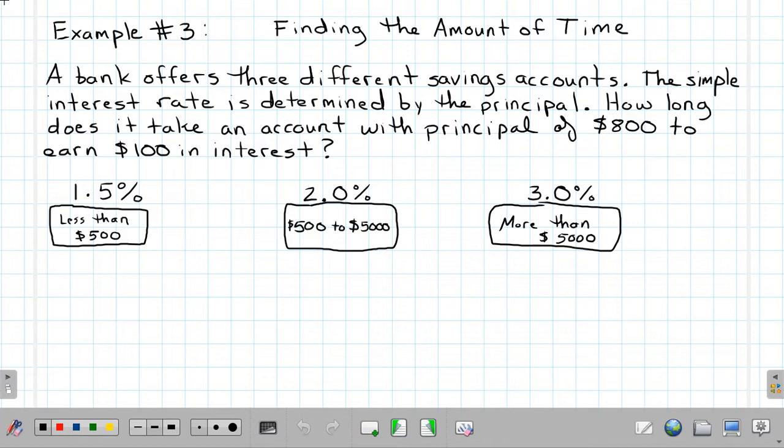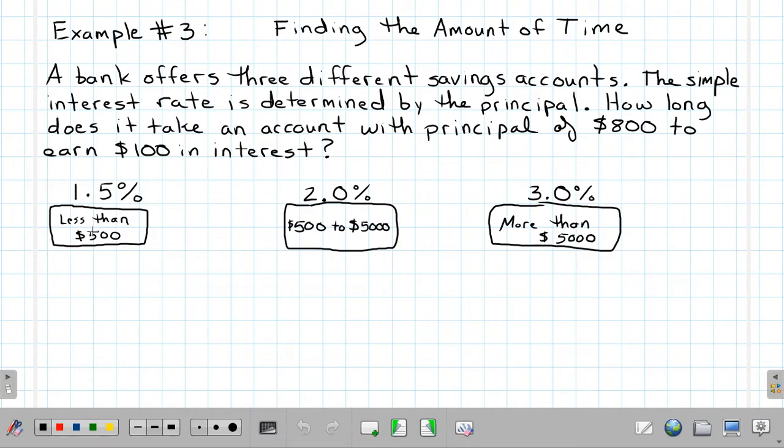This one's a little bit different in terms of they give you a little bit extra to do at the beginning. So let's actually read the question and understand what it's saying here. A bank offers 3 different savings accounts. That's what each one of these is representing. So here's a savings account, here's a savings account, here's a savings account. The simple interest rate is determined by the principal. So that's what this is telling you down here.